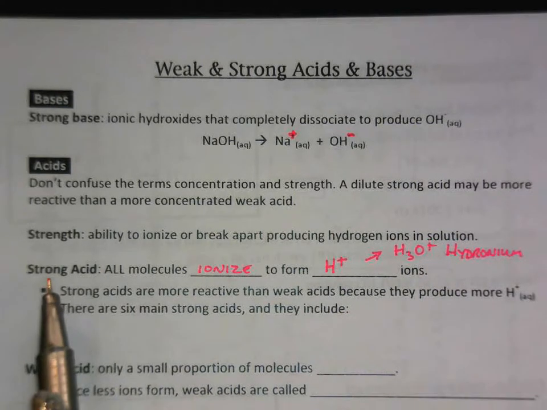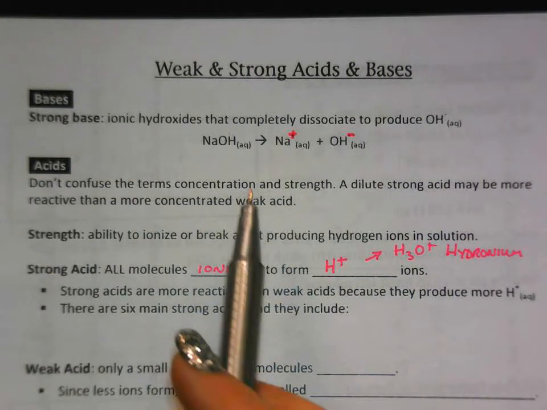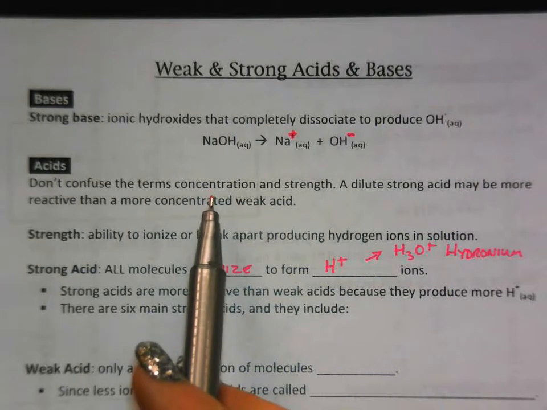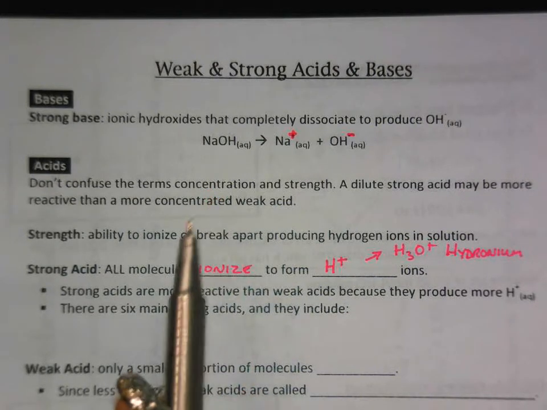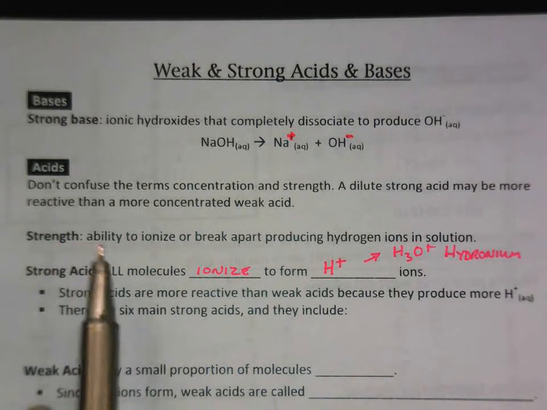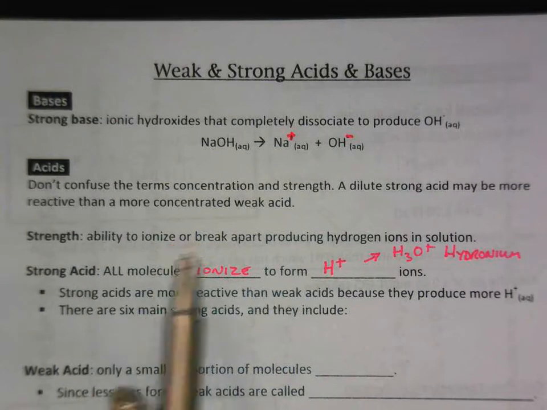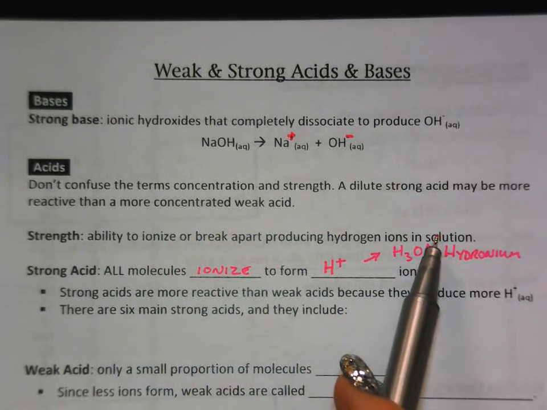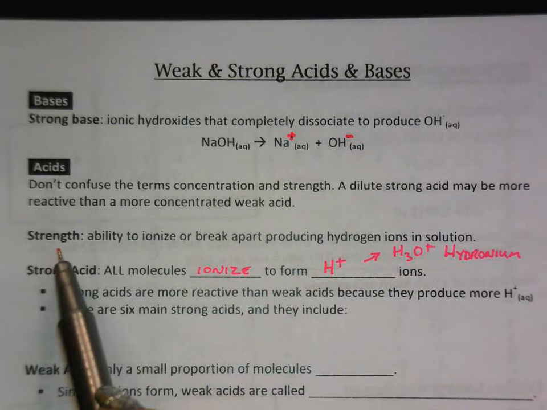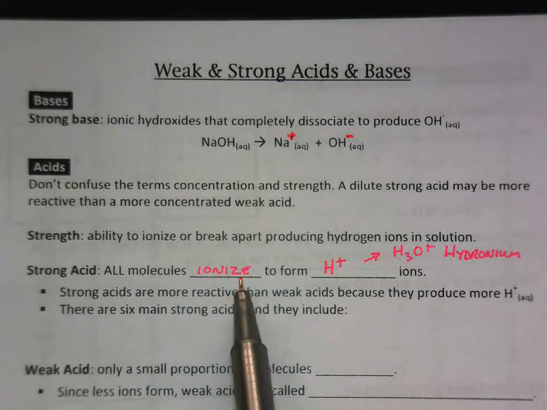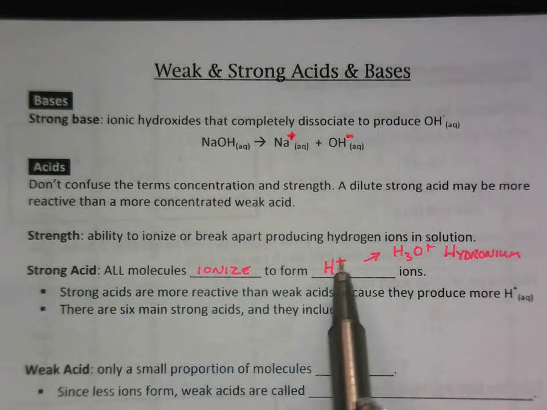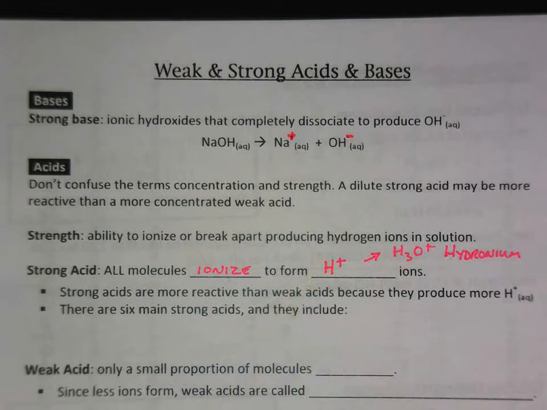When I say a strong acid, I do not mean a concentrated acid. There's two separate different pairs of words that we're going to use to describe acids and bases. When we say strong or when we say weak, we are speaking about the ability to ionize, to break apart, to produce hydrogen ions in solution. When we say it's strong, it means that all of the molecules ionize. When we say that it's weak, very few of the molecules split into H+. I'll show you some pictures.